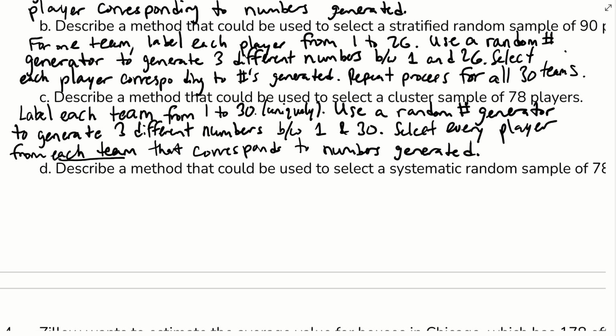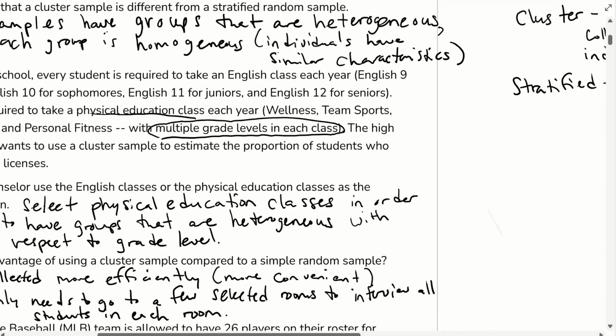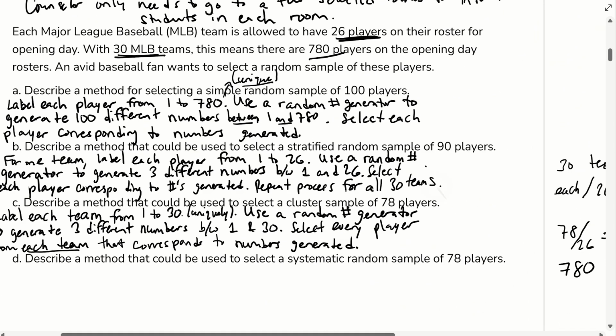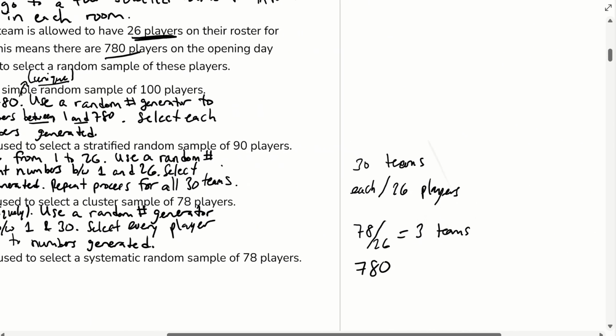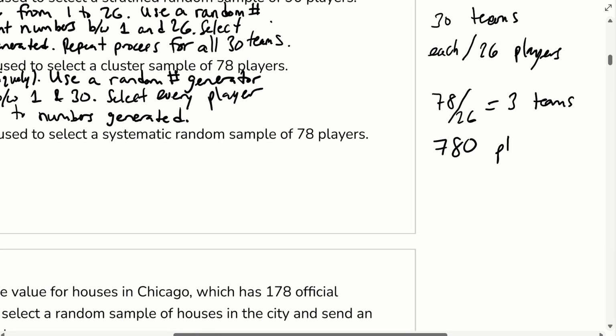So this means that we're going to have to use all the players between all the teams. So there are a total of 780. Let me double check. 780 players, yeah, because there's 26 times 30. So 780 players in total. So we're going to have to number those players, right? From 1 to 780.